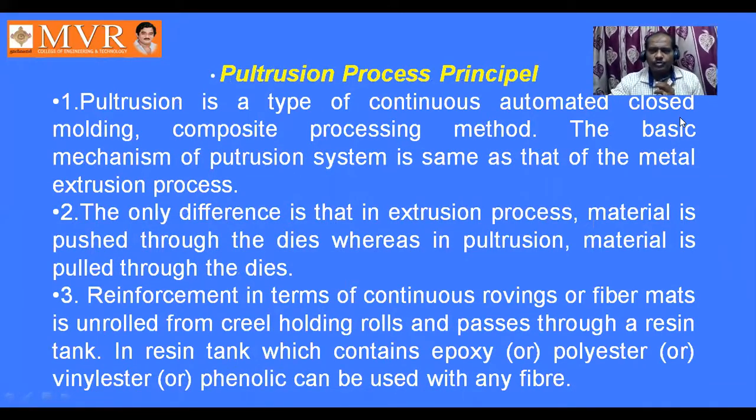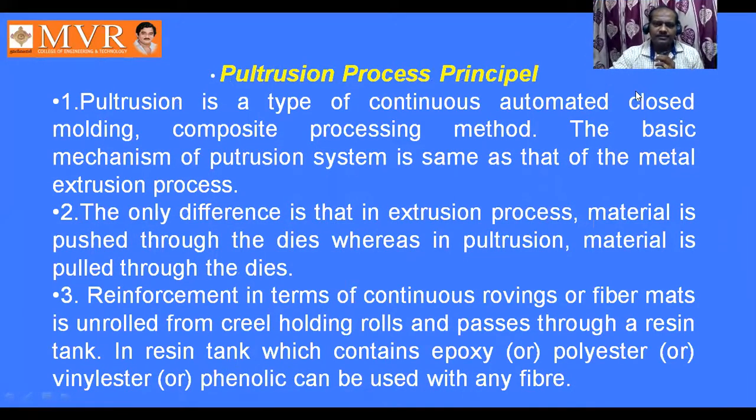So what is the pultrusion process principle? Pultrusion is a type of continuous automated closed molding composite processing method. The basic mechanism of the pultrusion system is the same as that of the metal extrusion process. The only difference is that in the extrusion process, material is pushed through the dies, whereas in pultrusion, material is pulled through the dies.